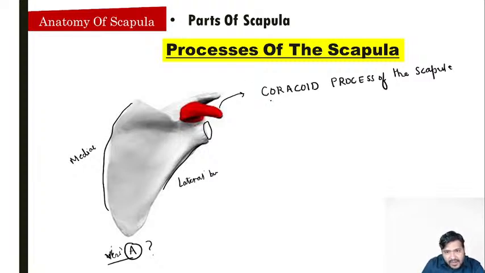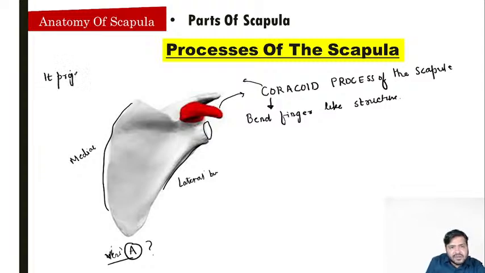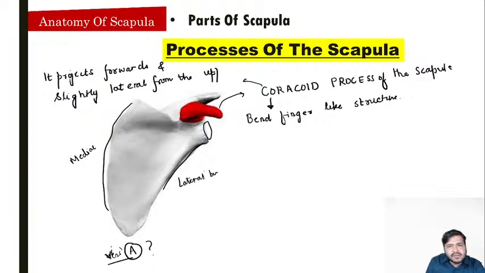Remember that now coming to the point that the coracoid process of the scapula is a bent finger-like structure. And remember that this process projects forwards and slightly laterally from the upper aspect of the head of the scapula.